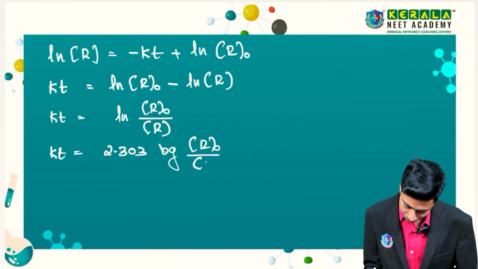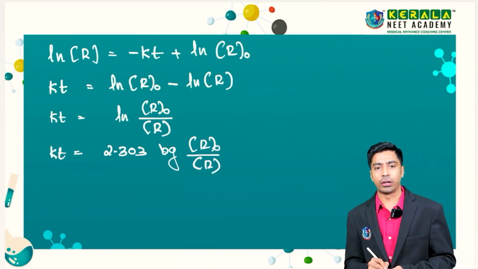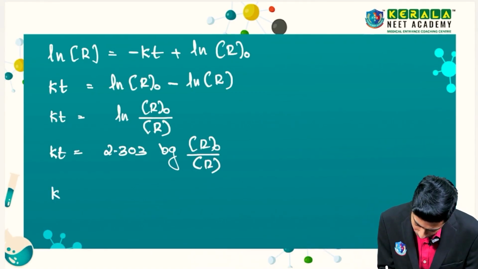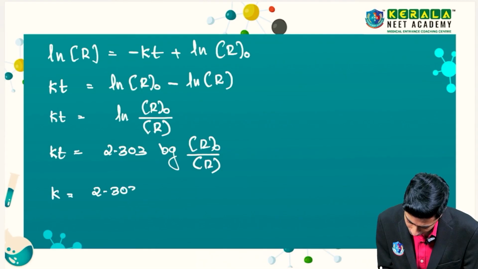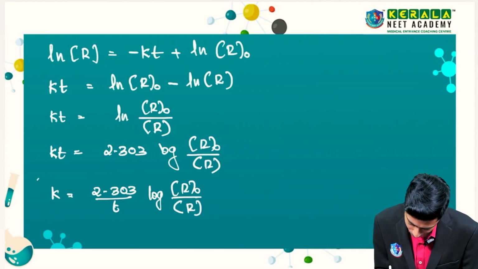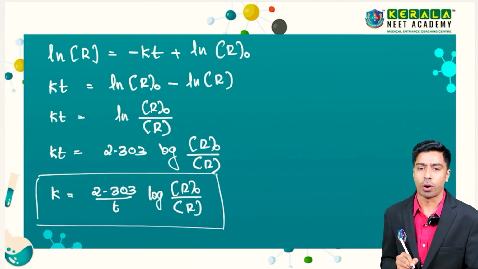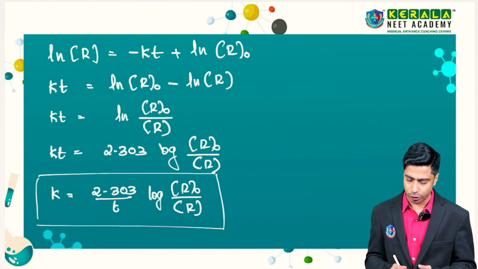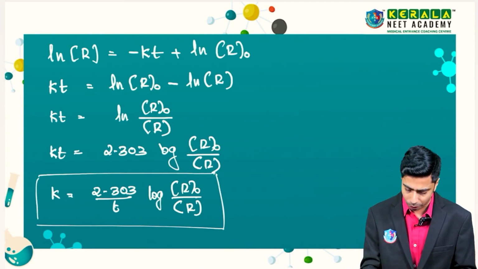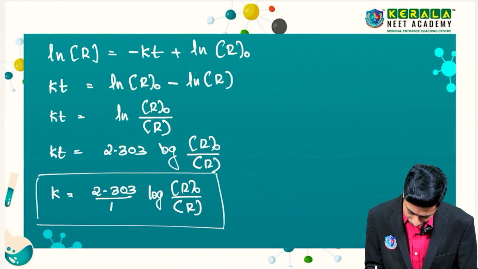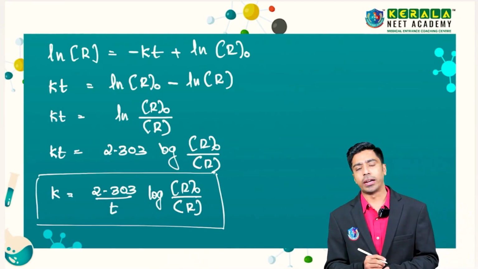r0 divided by r. So we get kt is equal to 2.303 log r0 by r, or k is equal to 2.303 divided by t log r0 divided by r. So we'll be using this equation to calculate the rate constant for a first order reaction. The rate constant for a first order reaction, k is equal to 2.303 divided by t log r0 divided by r.